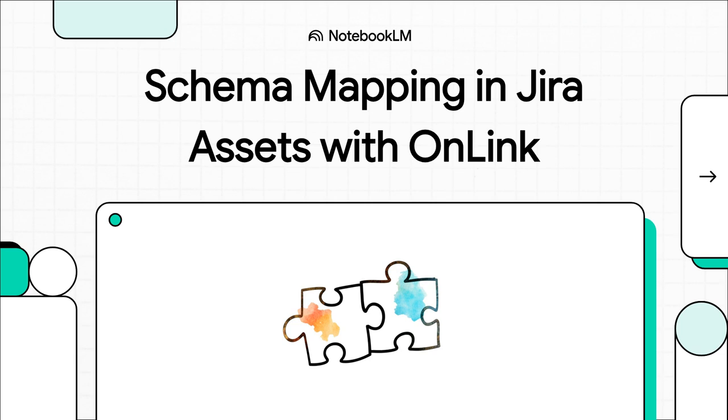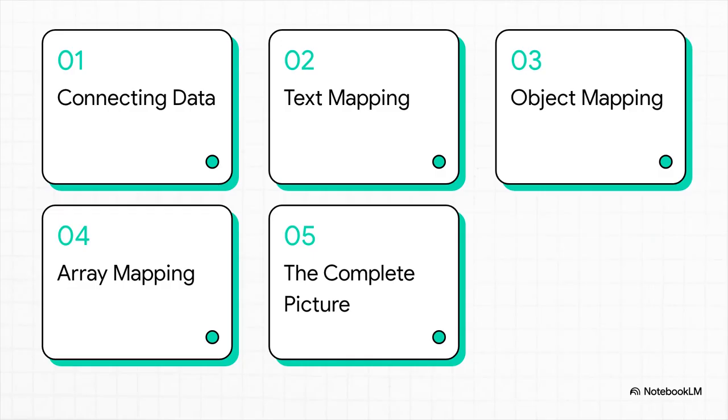Well, today we're going to talk about how to finally put that puzzle together inside your assets using a tool called OnLink. We're going to turn those lonely data points into a powerful, connected map of your entire organization. So, think of this as opening up a builder's toolkit for your data. First, we'll talk about connecting your data world. Then we'll get hands-on with the tools, starting with the basics, text mapping. From there, we'll move on to linking things together with object mapping, and then tackle the tricky stuff with array mapping. And finally, we'll see how it all comes together to build a complete picture.